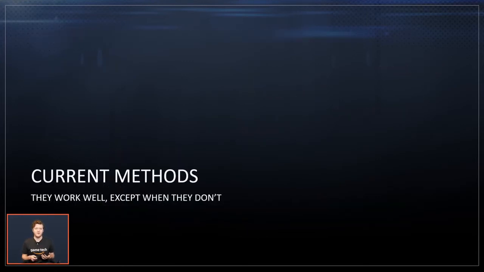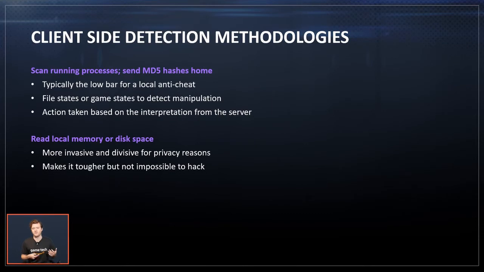Okay, so current methods, there are quite a few of them. Much like in many systems, the more that game developers talk about them, the easier it is for folks to get around them. So I'm going to talk more about generalized trends here than any specific individual implementation, as a lot of these have also changed over time. A lot of methods work well, but once they're figured out, the game of cat and mouse goes on. So first we'll start with client-side detection methodologies.